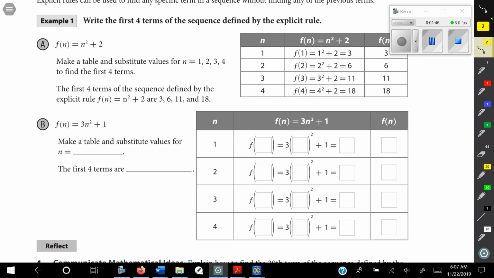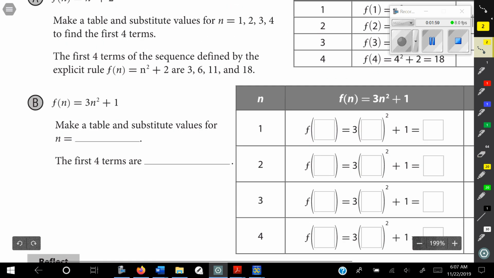Now what we're going to do next is go ahead and do a problem right here. We've got f of n is equal to 3n squared plus 1. And we're going to plug in the first four terms here. So we're going to plug in 1, 2, 3, and 4.